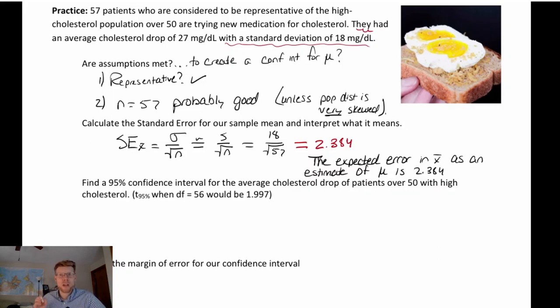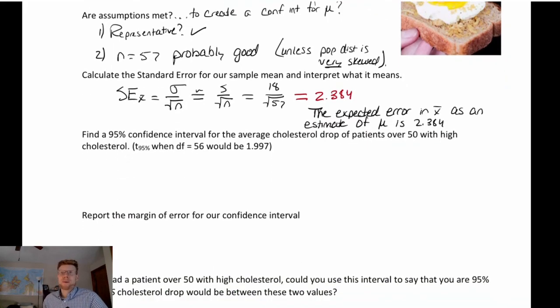It's just saying a standard error is how much error we expect in our x bar value, or our sample statistic, as an estimate of the parameter it's representing. Our error could be more than that, our error could be less than that, but this is our best guess for what that error is going to be.